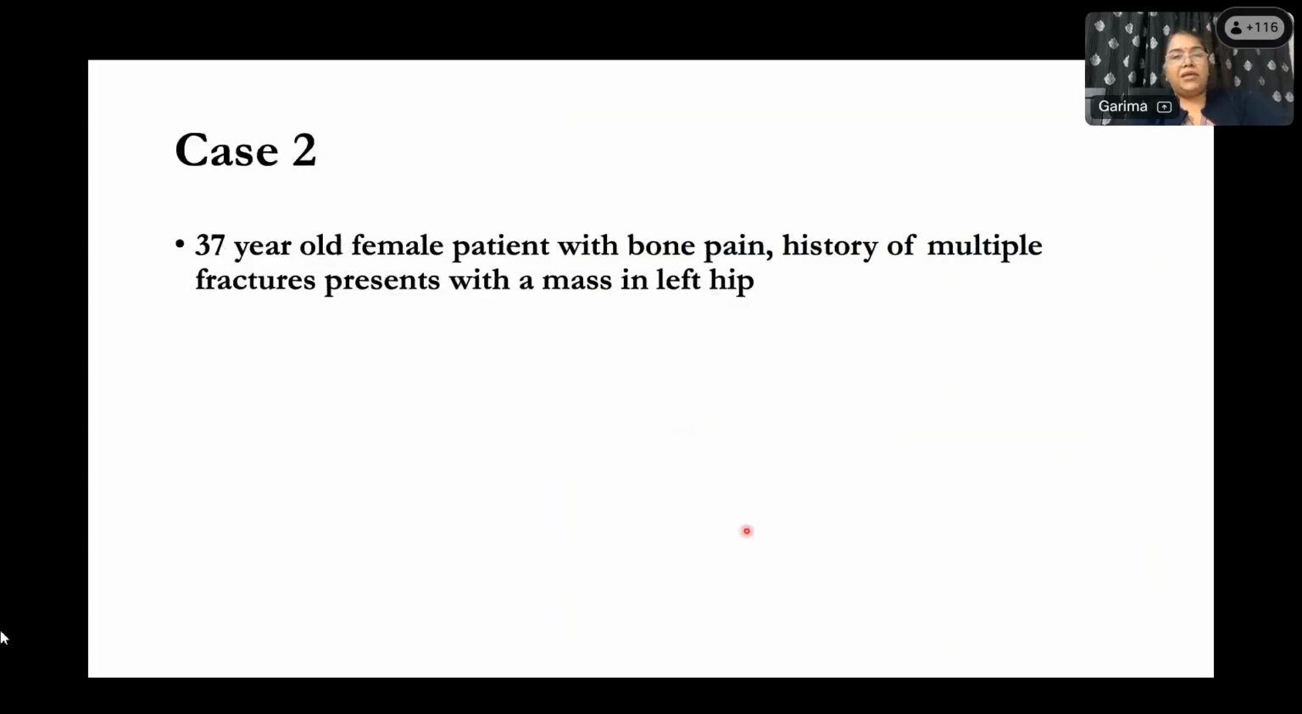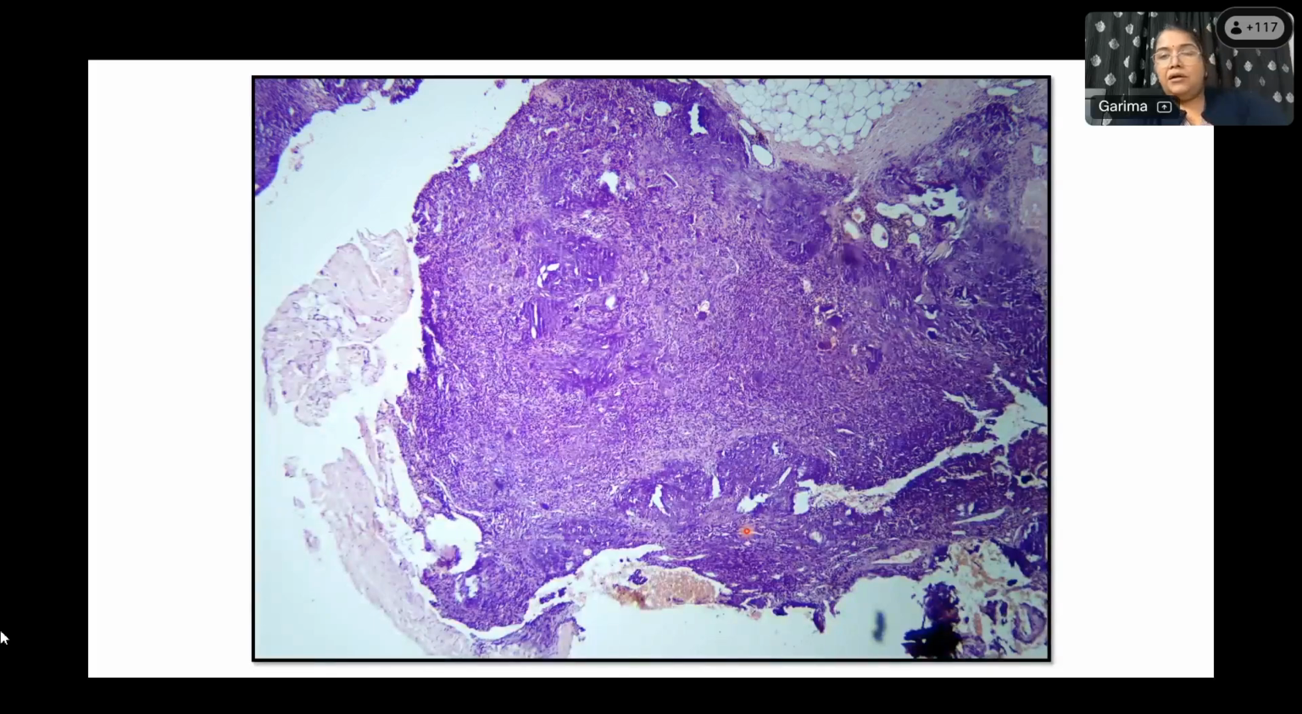Now, let's move on to the second question. This second case was a 37-year-old female patient with history of bone pain, multiple fractures, presented with a soft tissue mass in left hip. Now, Dr. Pranjal, can you just describe what you are seeing on this slide?